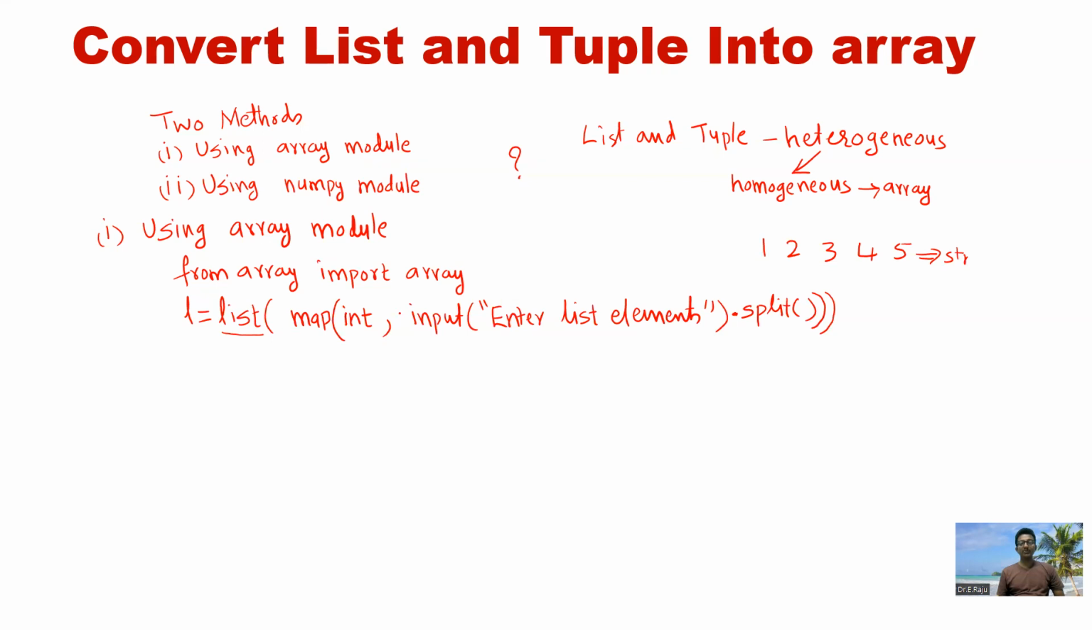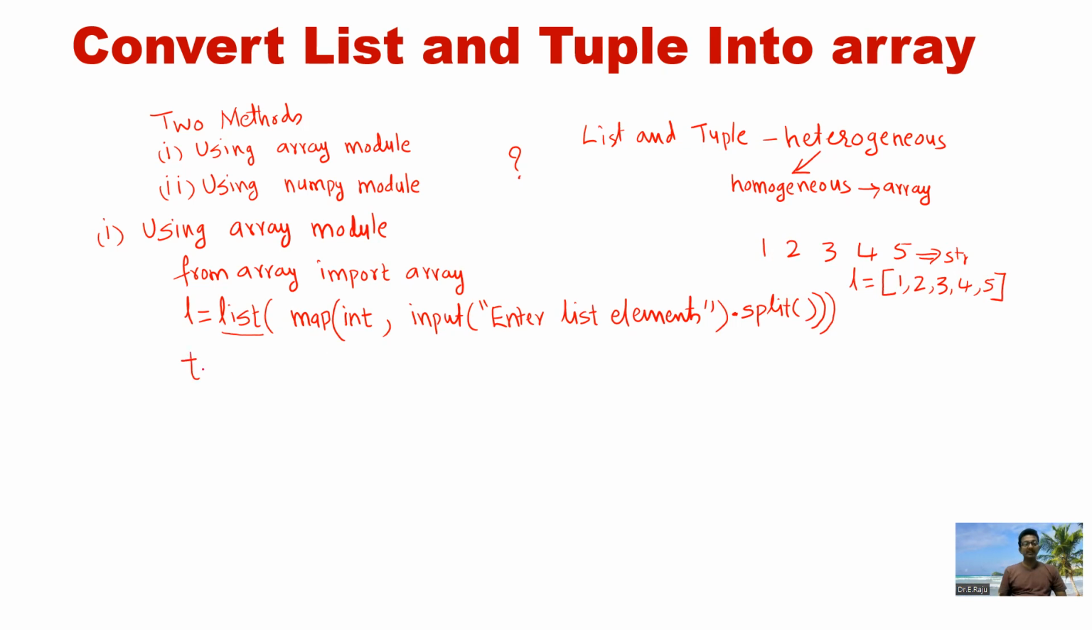Close this, and one more parenthesis is required here. Here the input is closed, and the split method is closed here. We have two open parentheses here, so I'm adding two closing parentheses. This is how the input is read from the keyboard, converted into a list by using the list method, and stored into L. So L contains the list in this form: 1, 2, 3, 4, and 5. This is how the input is converted into a list.